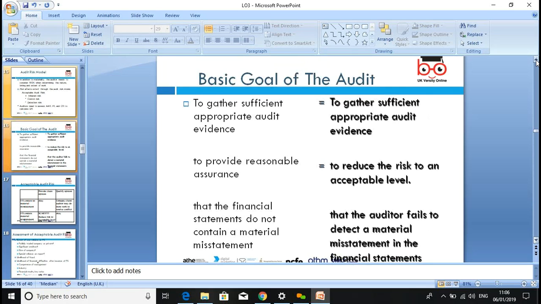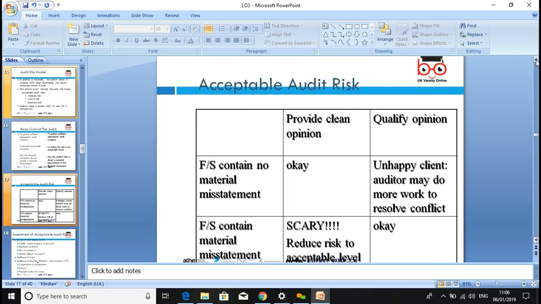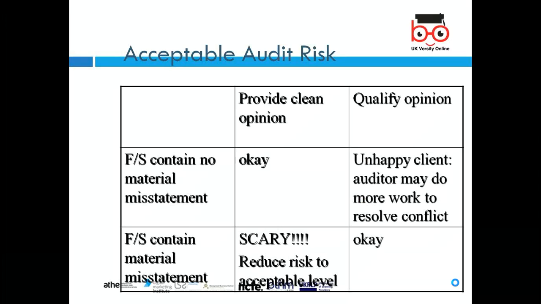So the basic goal of auditors is to gather sufficient appropriate audit evidence, to provide reasonable assurance, so as to reduce the risk to an acceptable level, that the financial statements don't contain material misstatement. If the auditor fails to detect it, that's a detection risk. So these are all. Next we're looking now at what these acceptable risks are. So we need to look around the financial statement content, financial statement material misstatement. So provide a clean opinion. Okay.